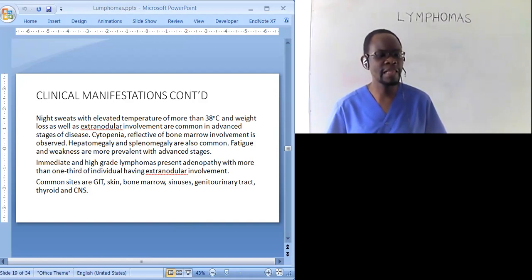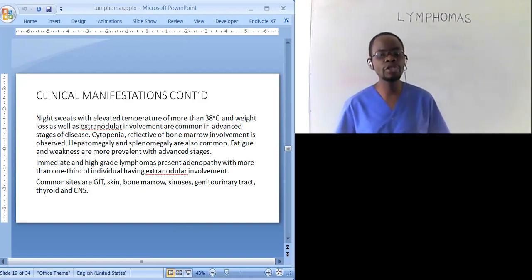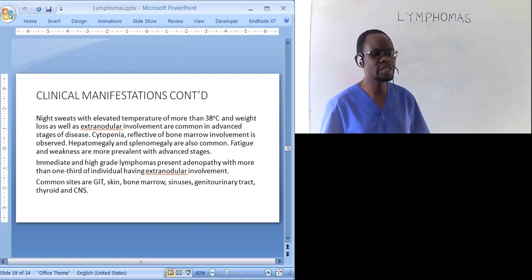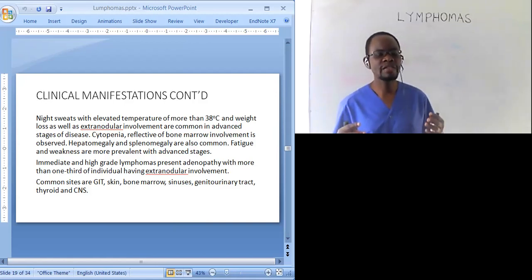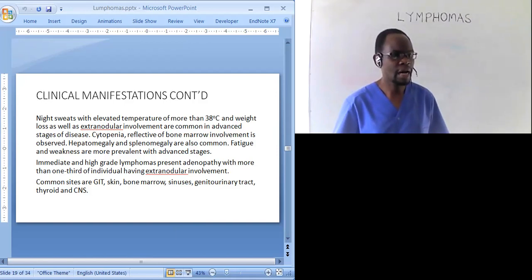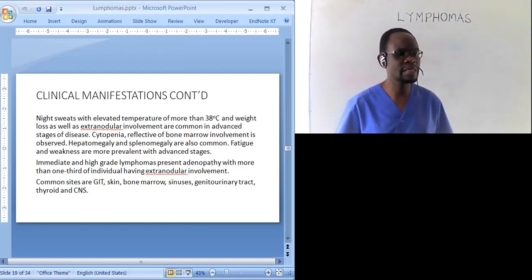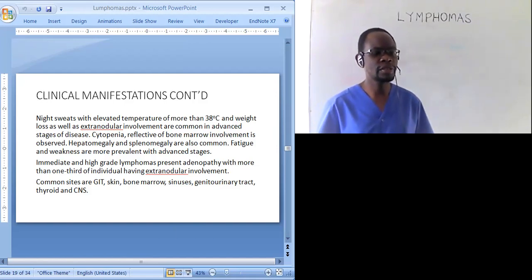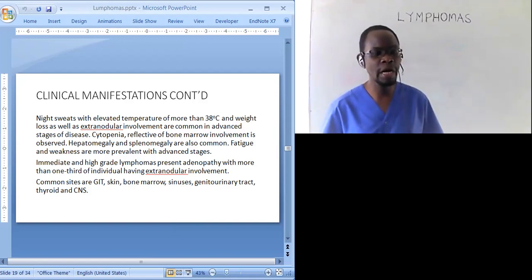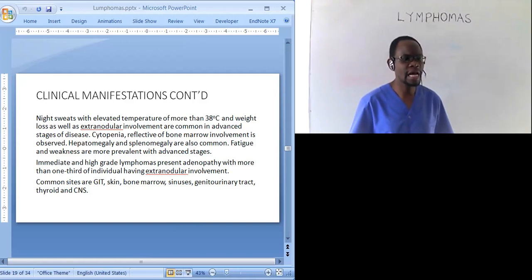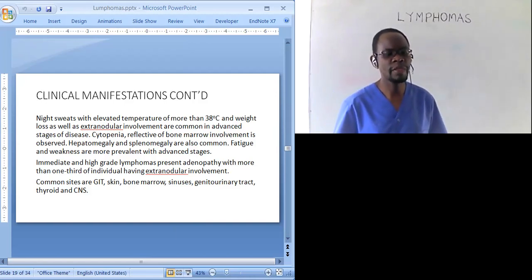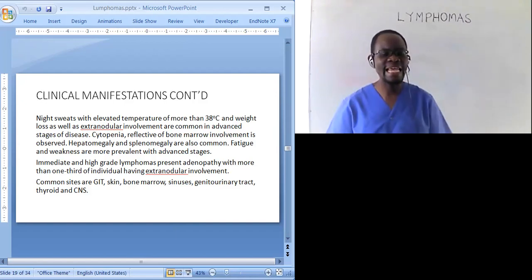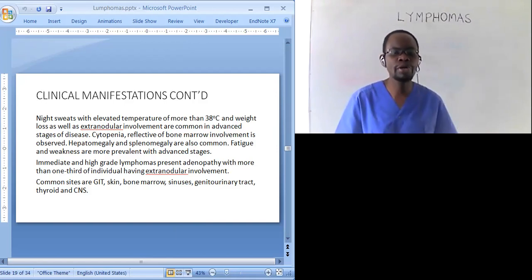So in other words, with non-Hodgkin's lymphoma, we have what we call extranodal involvement, which does not happen so much as far as Hodgkin's lymphomas are concerned. The common sites are the GI tract, the bone marrow, the genitourinary tract, the CNS, and the thyroid gland. So non-Hodgkin's lymphomas can go to these areas and cause cohesive masses.